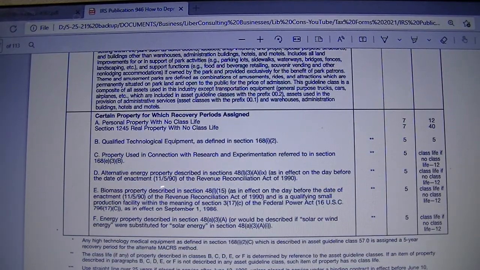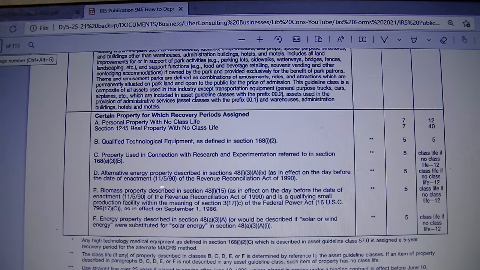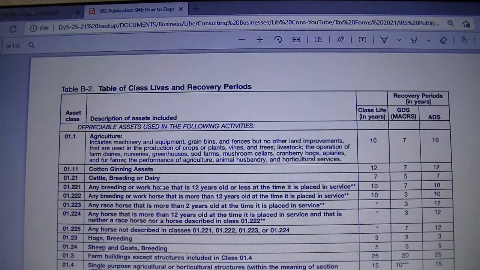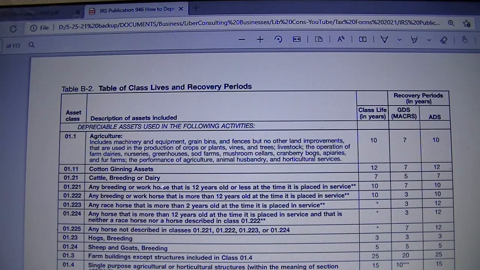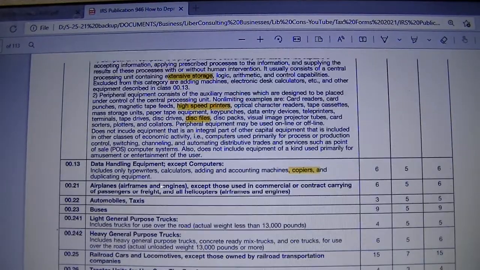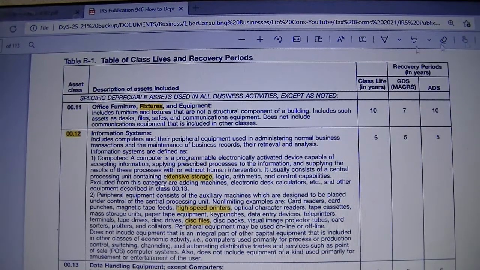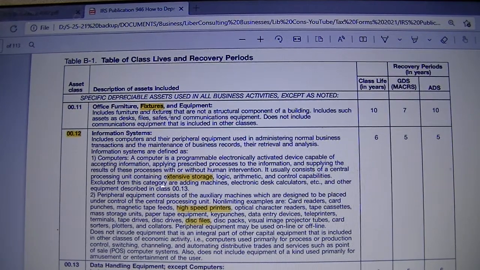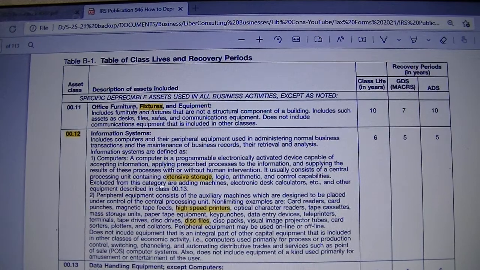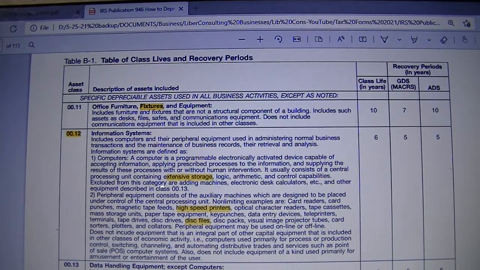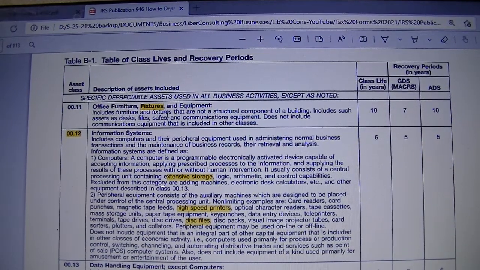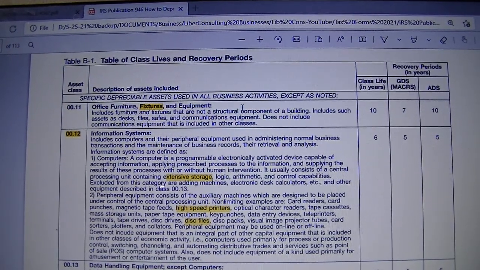So we'll go to publication 946 and we'll go to appendix B, table B1, to see if we'll find it. Since it's a light, it will be under fixtures. I think it falls under the list of assets under asset class 00.11. So when you read through it, they have live fixtures. That's something to take note of.